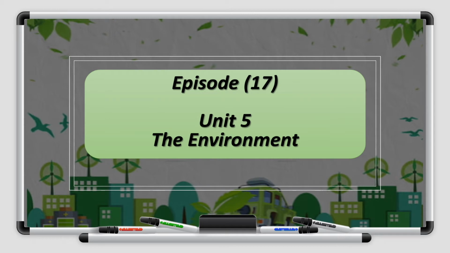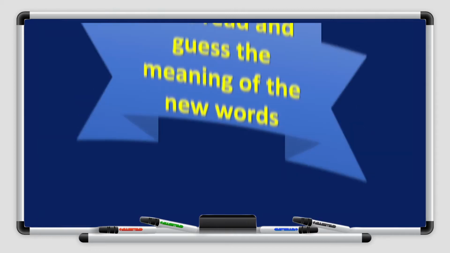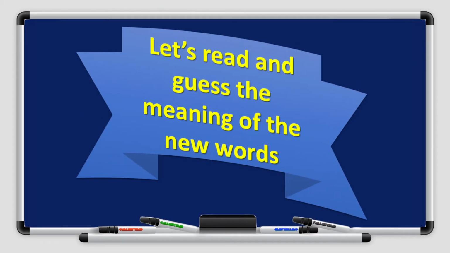Welcome to a new episode of Target English Grade 9. In this episode, we are tackling and covering episode 17, Module 2, Unit 5. The title of this unit is The Environment. The text is in your student's book on page 40. And now we are going to tackle and cover the new vocabulary presented in the given text. So, let's read and guess the meaning of the new words.